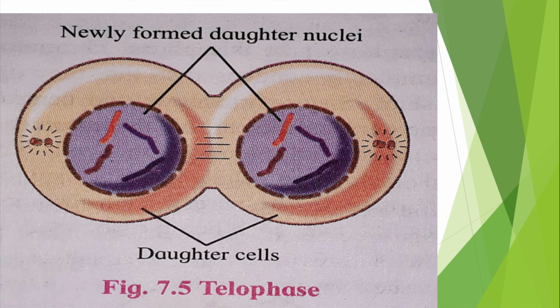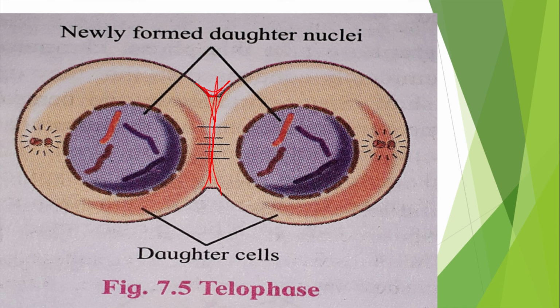In an animal cell, furrowing takes place. Here, a furrow or notch develops in the cell membrane. This notch continues from the periphery, from outside, towards the center, and finally it results in the separation of two daughter cells. This is one cell and this is another cell.